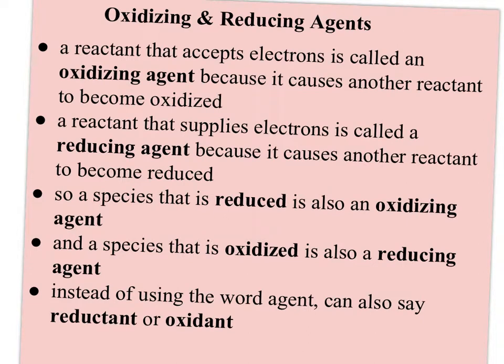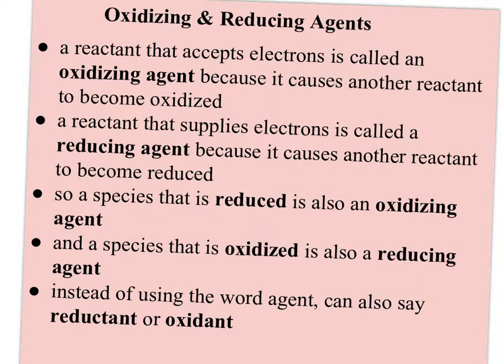Welcome. This video is going to talk more about redox equations and something known as the oxidizing and reducing agents. A reactant that accepts electrons, that means it's being reduced, is called an oxidizing agent because as that particular compound or element is accepting electrons, it means somebody else is losing electrons and becoming oxidized. So the reactant that's being reduced is known as the oxidizing agent because it causes another reactant to become oxidized. Remember, one can't happen without the other.